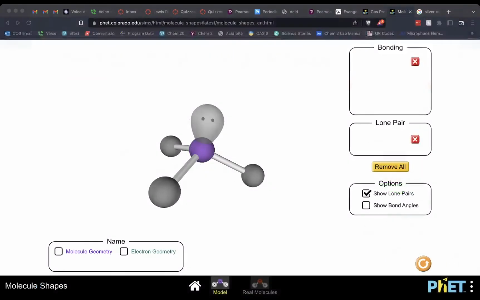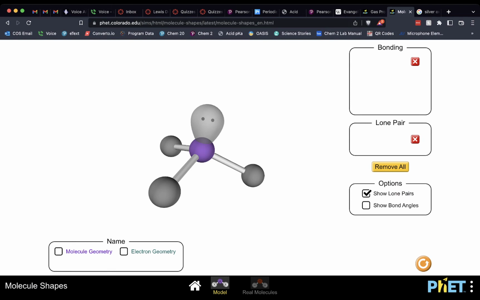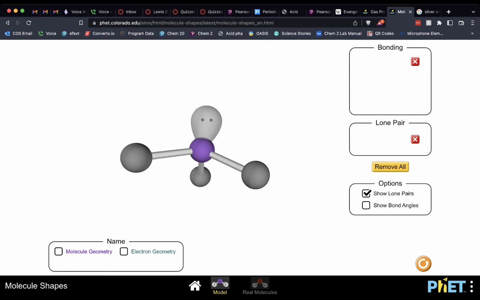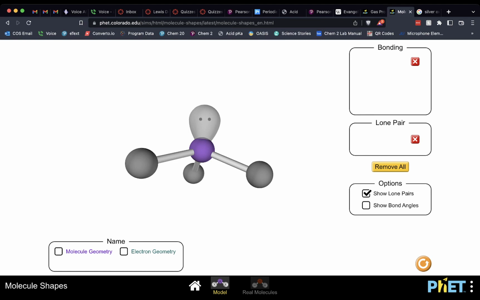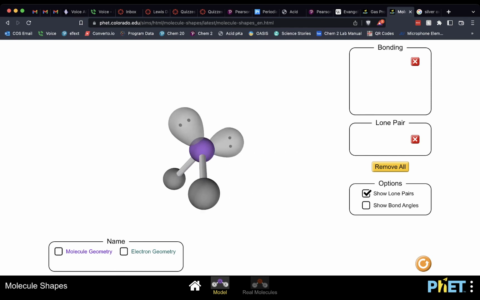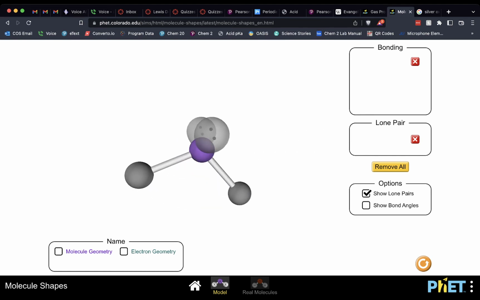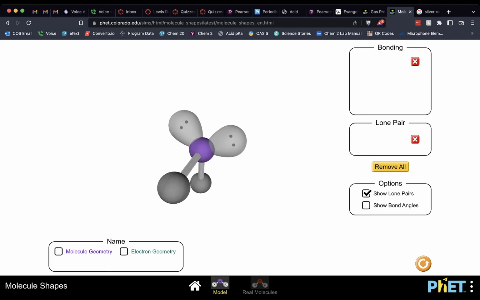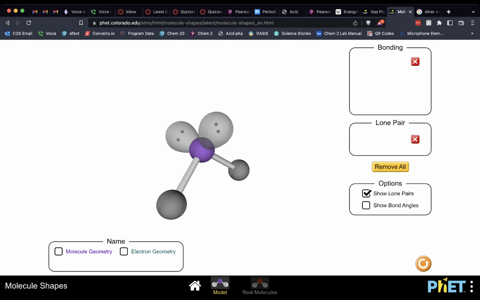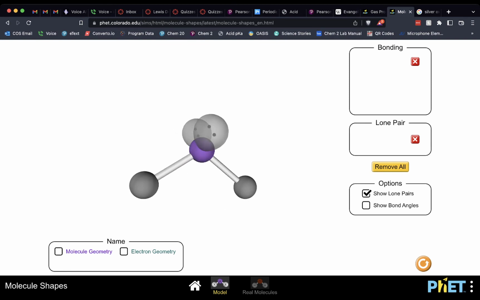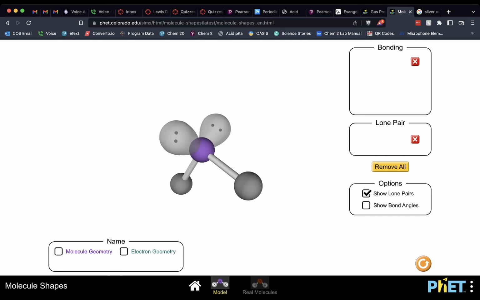So over this, if I take off another one of these hydrogens, oh wait, this way, and replace it with a lone pair, now it's a bent shape. So where linear makes a straight line, bent is a bent line. But it's still essentially a tetrahedral, now just with 2 lone pairs.